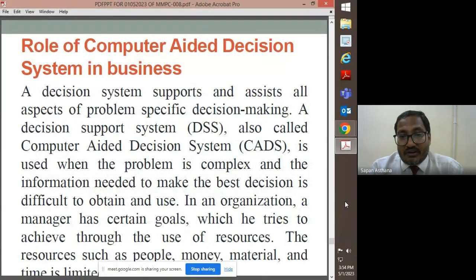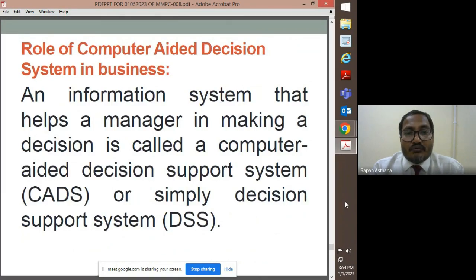Role of the computer-aided decision system in business. This is very popular nowadays: the computer-aided decision system and decision support system, DSS. Both are much used. An information system that helps a manager in making a decision is called a computer-aided decision support system, or simply decision support system.